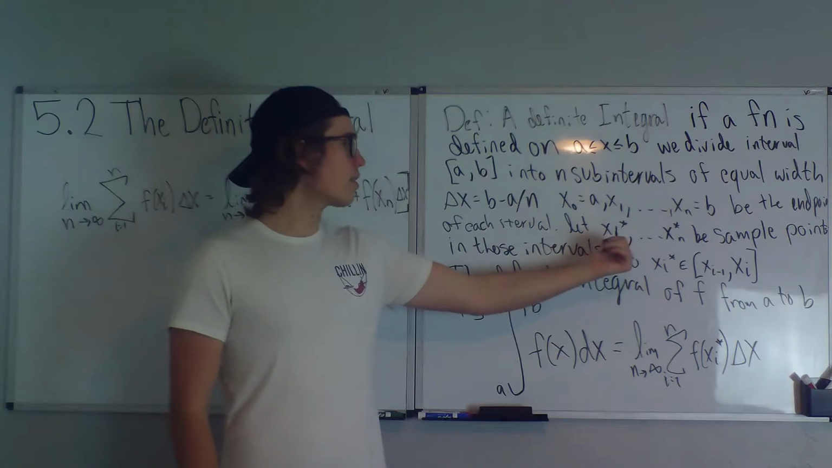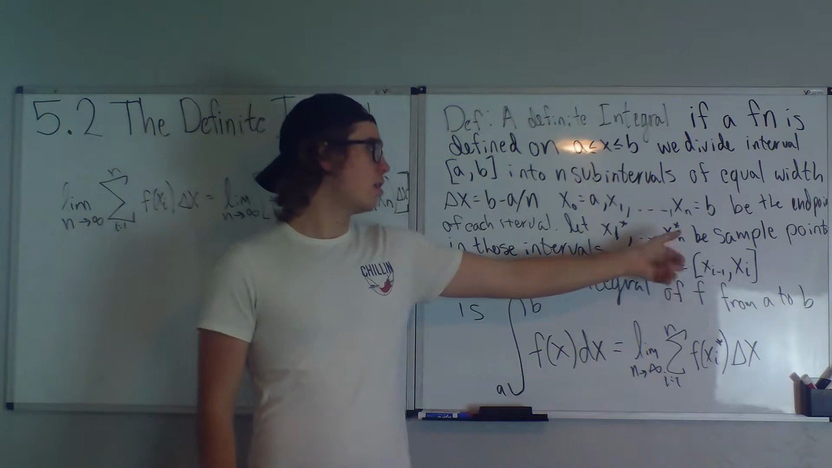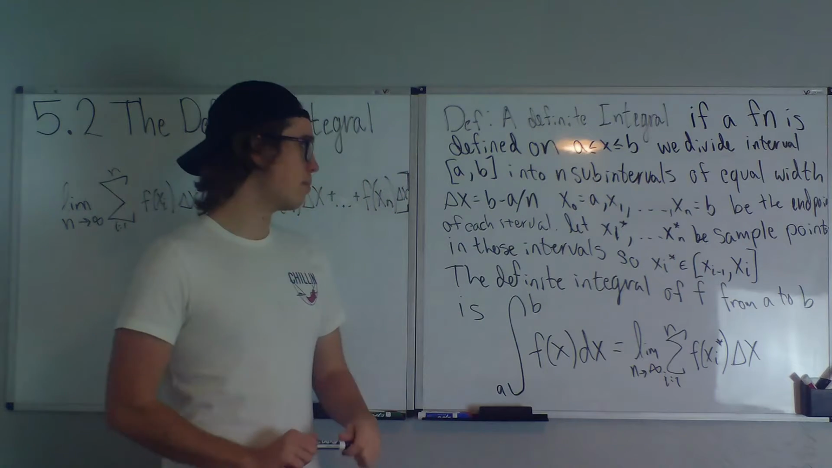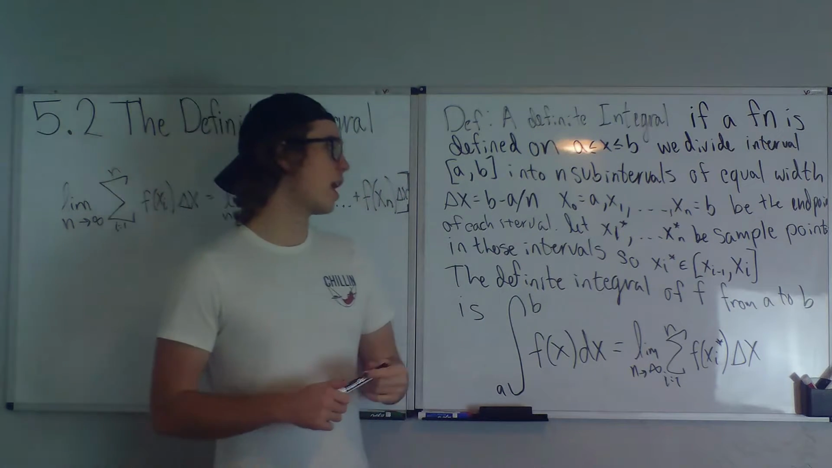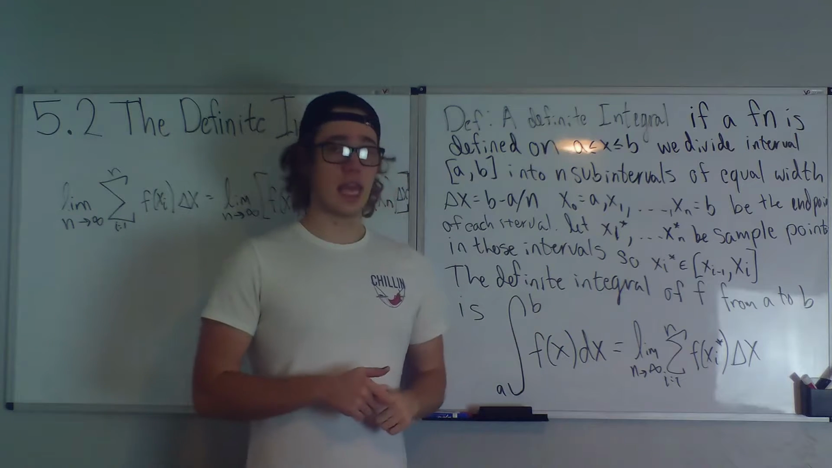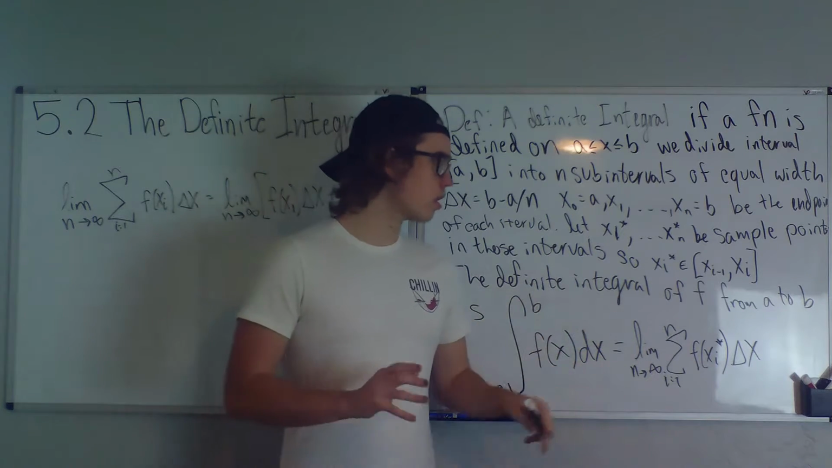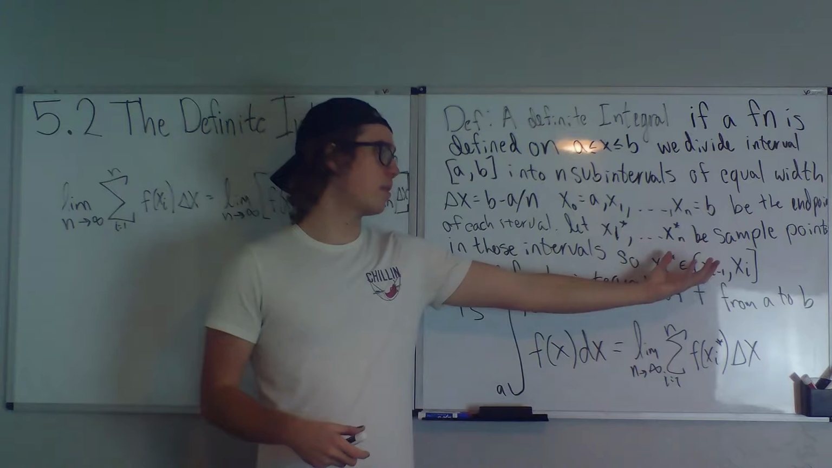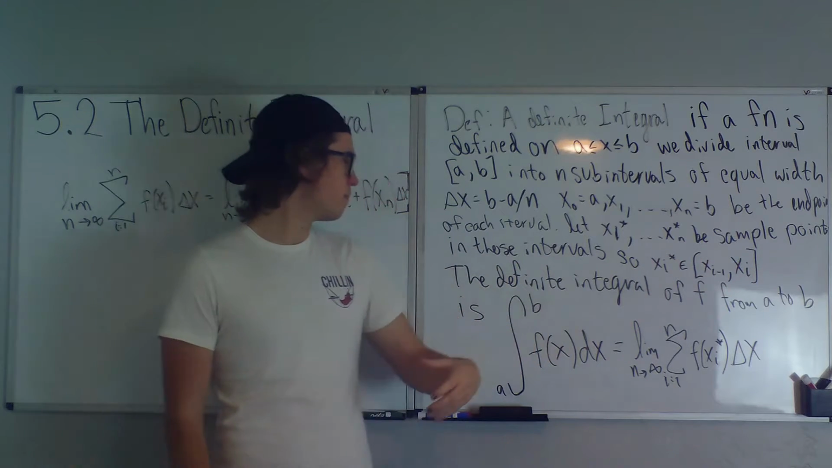Then let x1 star, all the way up to xn star be sample points in those intervals, such that xi star is in the subinterval. This looks a little weird, but they're just points that we're pulling from the intervals. They can be any point in the interval.